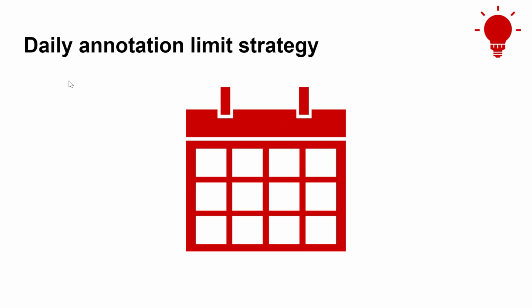The second strategy is called daily annotation limit strategy. We saw that students will only return to an article more than once if they have to. Try limiting the number of annotations students are allowed to provide per day. This can also be tracked with crowd layers and Excel for easy grading.